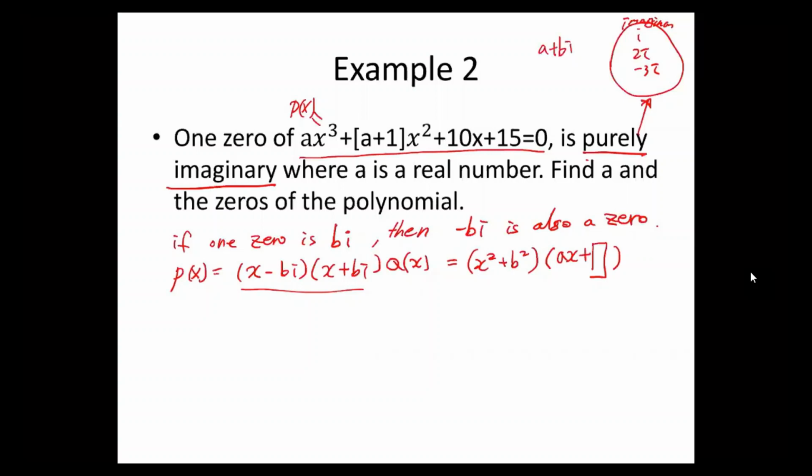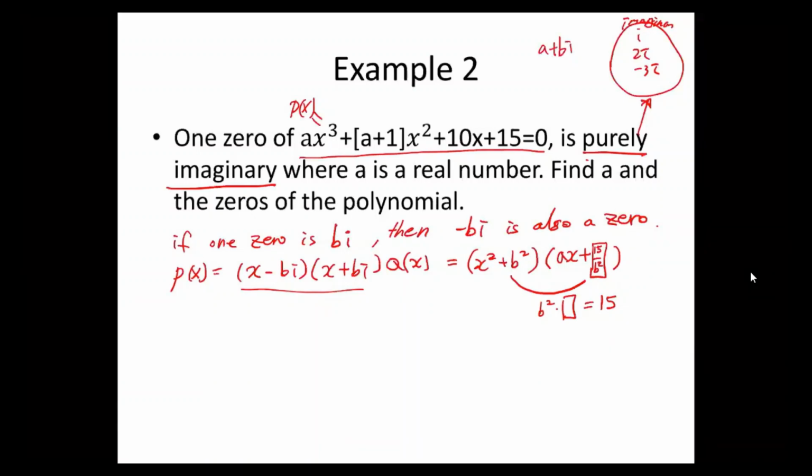But as you can see, b squared and this number should be multiplied together. b squared times some number has to be 15. So you can immediately think in your head that that number has to be 15 over b squared. Okay? So now I figured out it will be in the form of ax plus 15 over b squared. What we have to do now is figure out what a is.